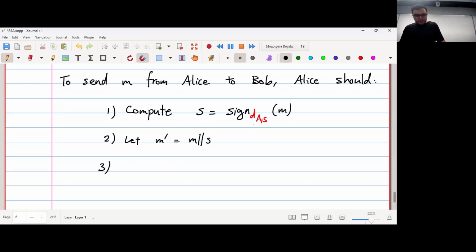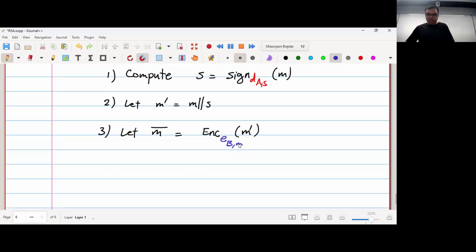Okay. So I have this M prime, and now I'm going to encrypt M prime and send that. So step 3 is that I say, let's call this M bar, is going to be the encryption of M prime. But which key am I going to use for the encryption here? I want to be sure that Bob can decrypt it later. So I'm going to use the public key of Bob for messaging to encrypt it. And finally, I send M bar to Bob.